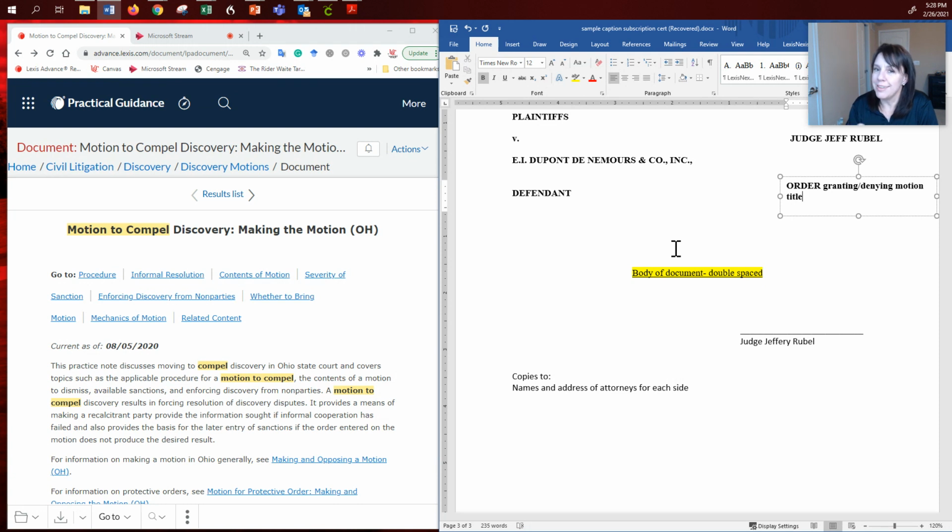So that wording is the exact wording. You can replay this as much as you'd like. That is the exact wording that we use. Then you have the place for the judge's signature, and then copies too, and you include copies for both sides. So that's the instructions for this assignment.